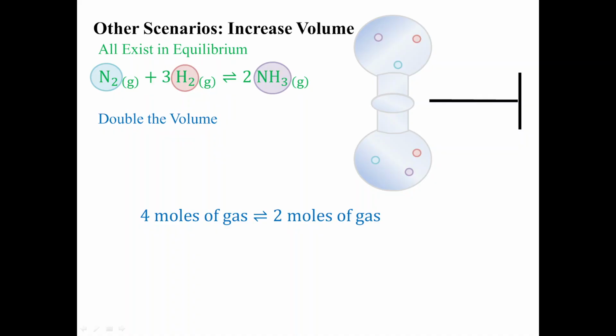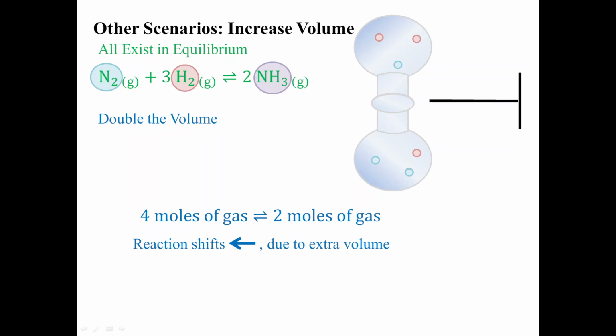Well, since we're increasing the volume, we are going to be shifting to the side with the gas that takes up more volume. So 4 moles of gas takes up more volume than 2 moles of gas. And so in this case, the reaction is going to shift to the left to help occupy that extra space.